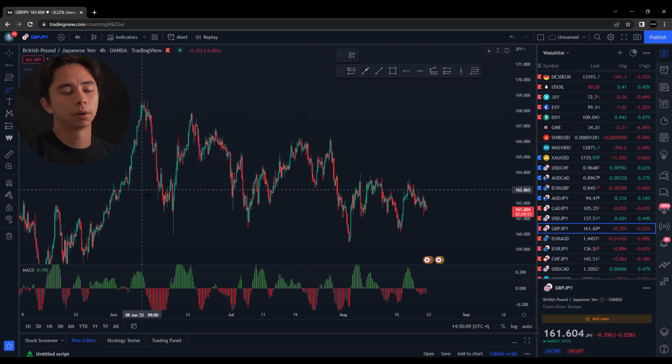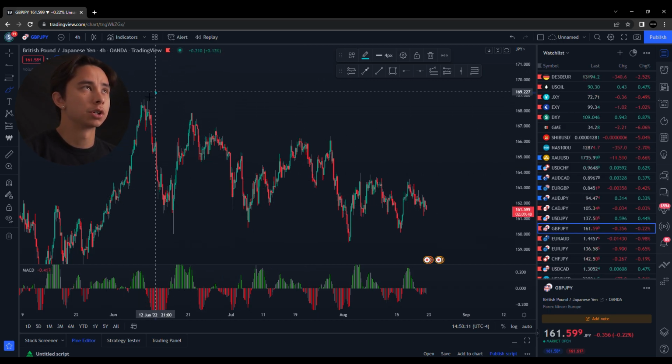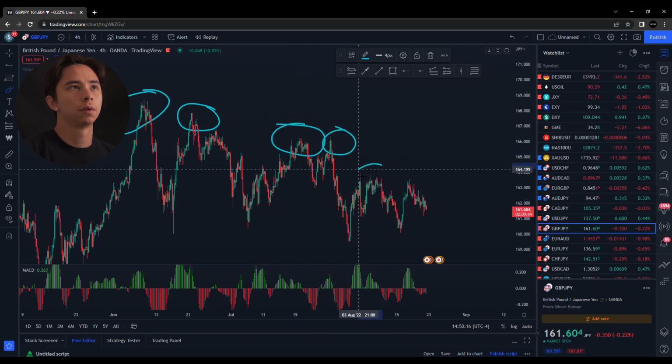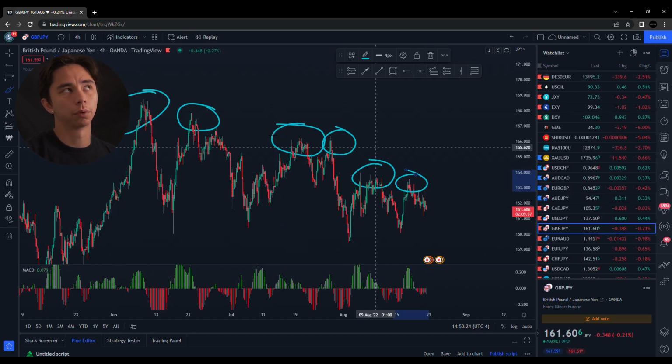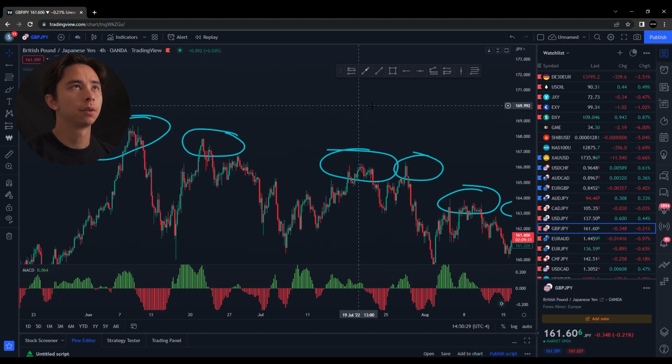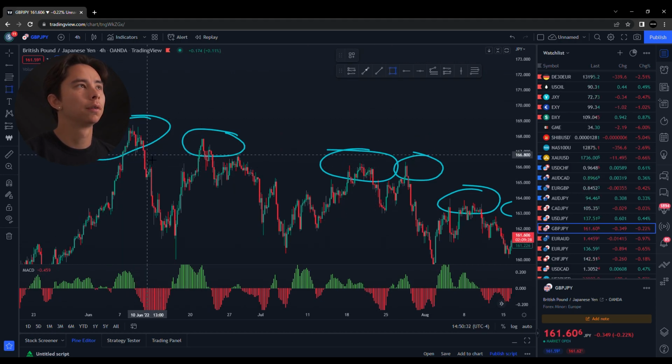The way I like to look at supply and demand zones is by circling the tops of a trend. The same goes for when you're in an uptrend, you circle the bottoms. Since we're in a little bit of a downtrend here, I'm going to pay attention to the tops. And what I like to do is mark out a zone.